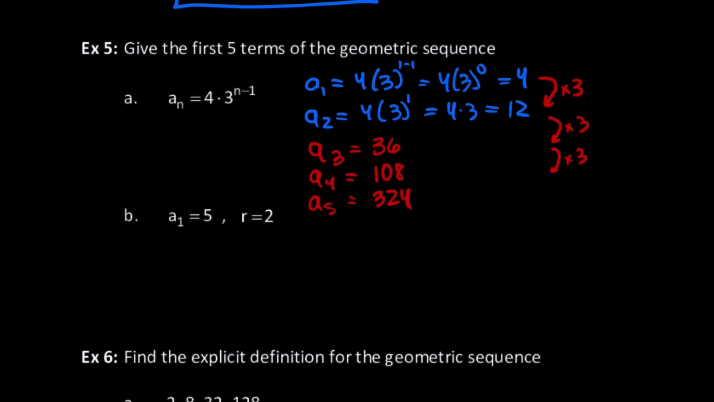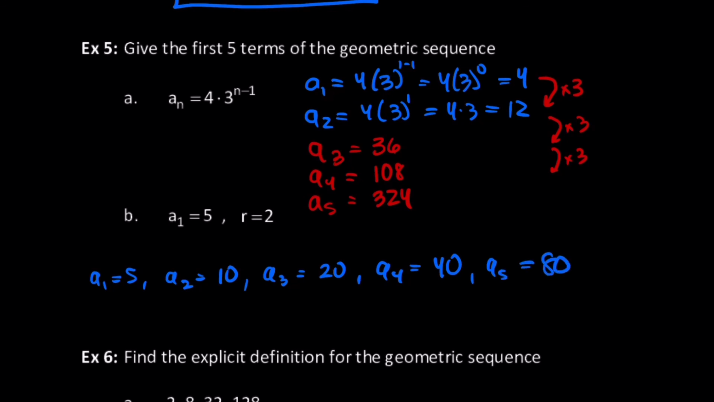Next one, it doesn't give us the rule. It tells us what the first term is, so we're starting at 5, and r is our common ratio. It's 2, so basically that just means multiply by 2 each time. This one's really simple. A sub 1 is 5. A sub 2 is 5 times 2, or 10. A sub 3 is 10 times 2, or 20. A sub 4 is 20 times 2, which is 40, and a sub 5 is 40 times 2, which is 80. So that one goes kind of quickly.